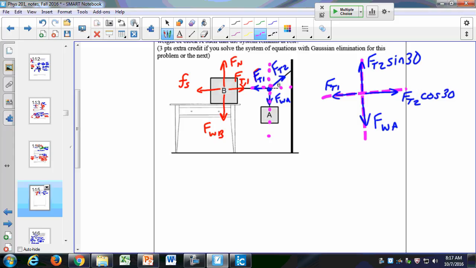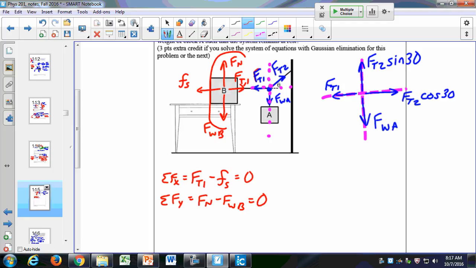All right, so let's write the equations. The ones on the left first. The sum of the forces in the X equals Ft1 minus Fs. That's equal to 0. Sum of the forces in the Y, Fn minus Fwb. That's equal to 0. I'm looking at the Y-axis here, looking at the X-axis here, summing up the forces, setting them equal to 0 because it's a static situation.